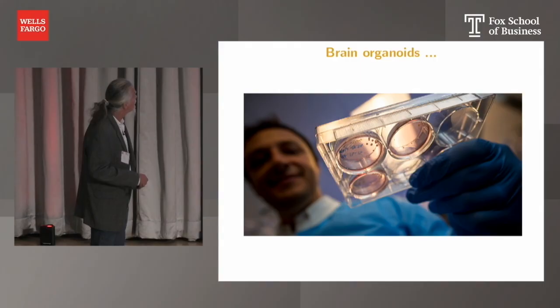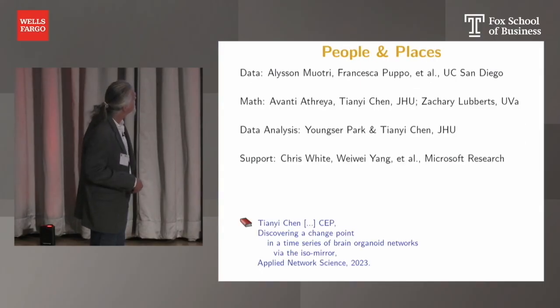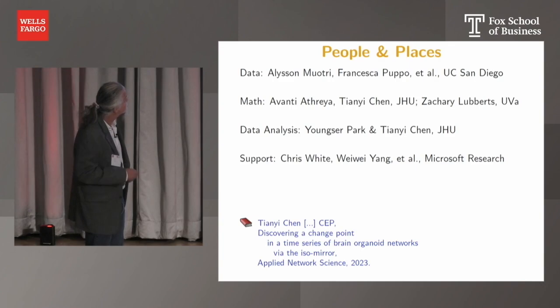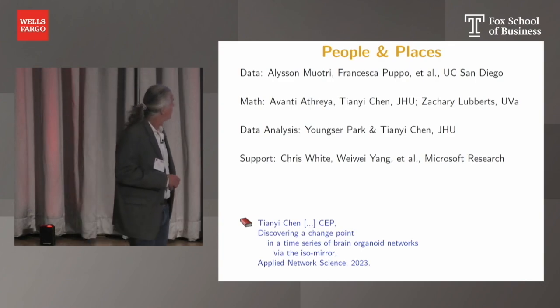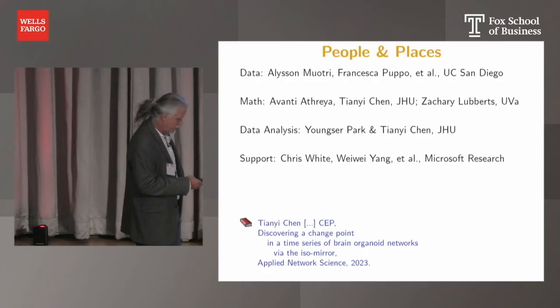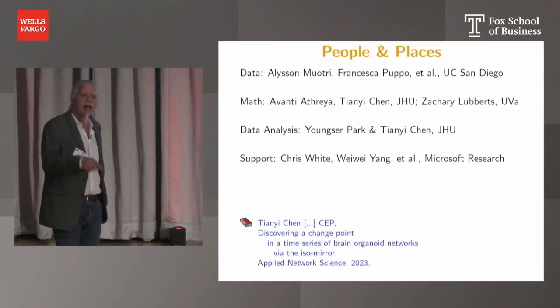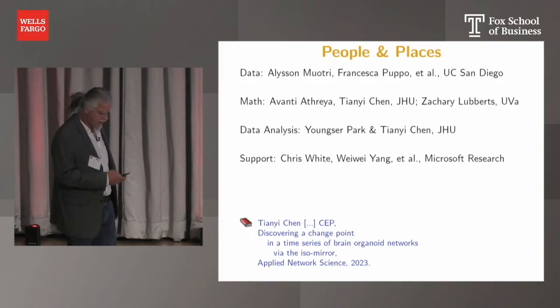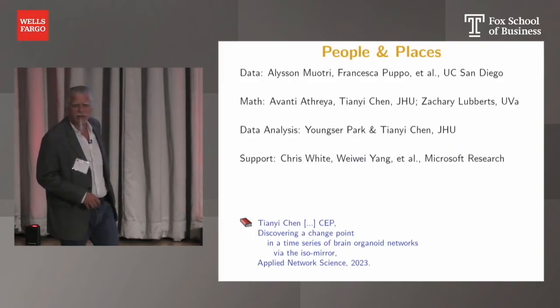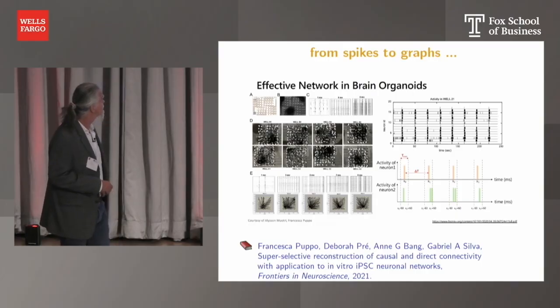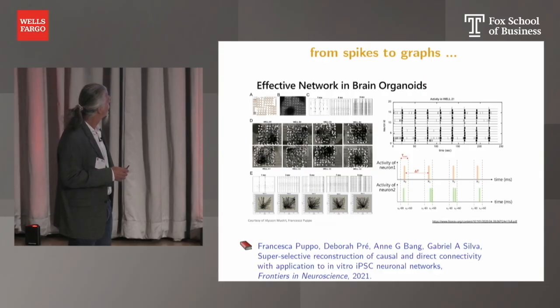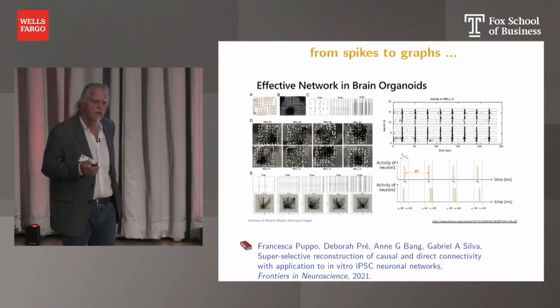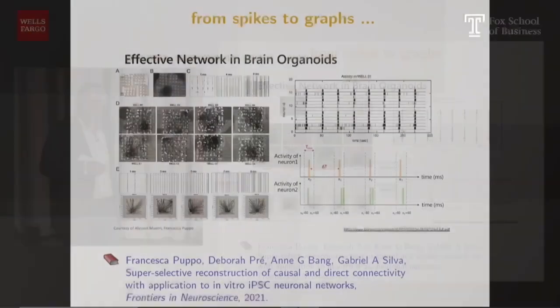So for the brain organoids, this is the team that put together UC San Diego, Microsoft Research, and then Hopkins and whatnot. Oh, and Tiny's paper on applying this stuff to the organoids has been accepted or appeared in that journal right there just this year. My time is up and it's time for questions, but I do want to say two things about this. First of all, where does the network come from? That's all I have to say.